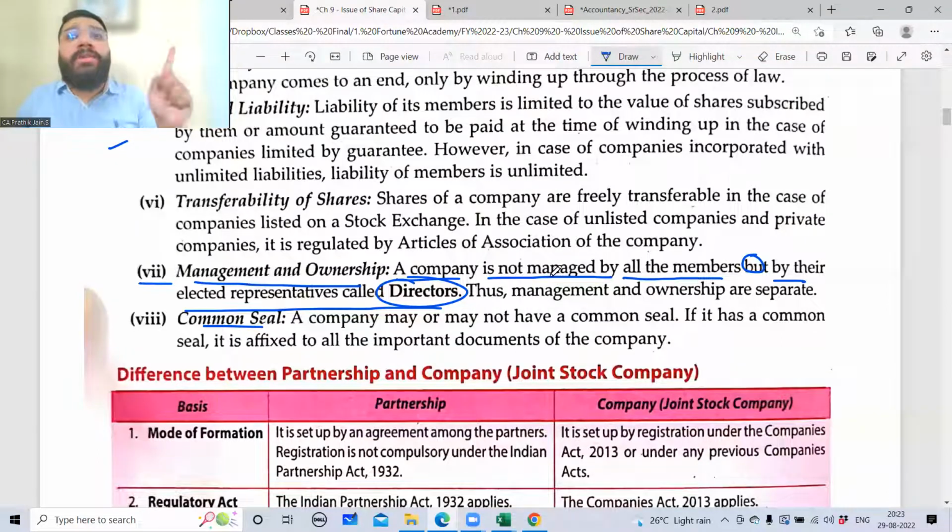It is not managed by all the shareholders, but they select certain people who, on their behalf, can run the company in an effective and efficient way. The person who is running the company is called a director. He is giving the directions to everybody: do this, do that. Don't think director means movie director. This is the company director. Thus, management and ownership are separate. If they are mixed up, it is very difficult.